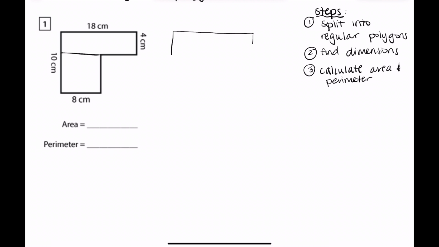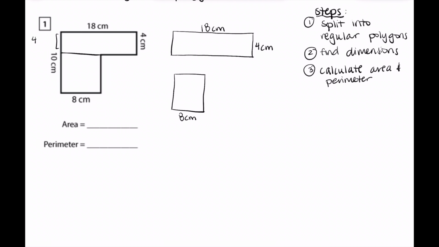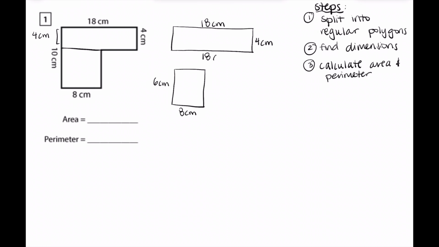So here for number 1, I see that we can split this into 2: a top long rectangle and then a little shorter rectangle on the bottom. The dimensions of the top rectangle are 18 centimeters by 4 centimeters, and the bottom rectangle is 8 centimeters for its base. But for the height, we have to do some math to figure that out. If the height of the top figure was 4, and we know that full side length was 10 centimeters, then we know that the height of this bottom rectangle would be 6 centimeters.